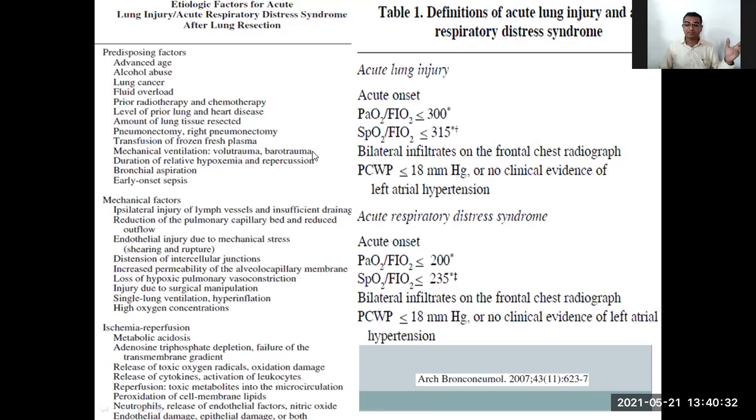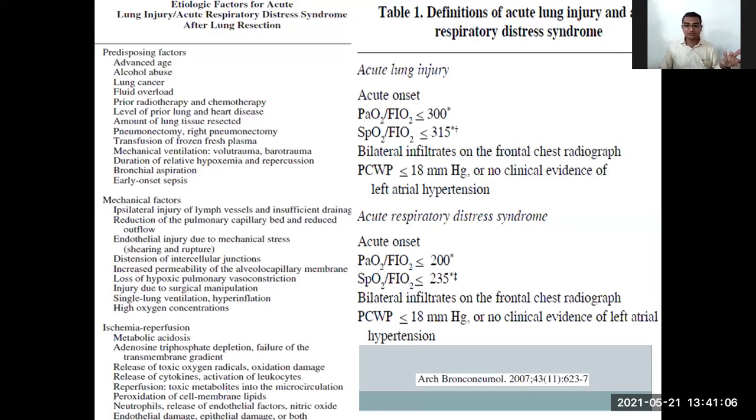Volutrauma, barotrauma, these are complications of the ventilator. With a mechanical ventilator, when you apply positive pressure, more volume will go inside the lung, so there will be stretching, and because of pressure also. So volutrauma and barotrauma both can happen. Volutrauma is because of more volume, the alveoli will be stretched, and in barotrauma you are giving high pressure. Because of that also there might be an injury.